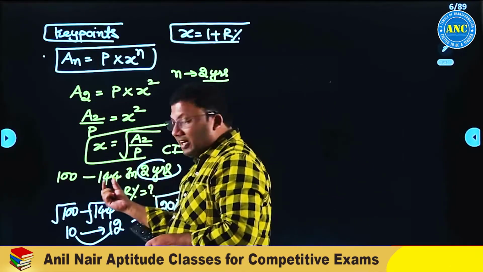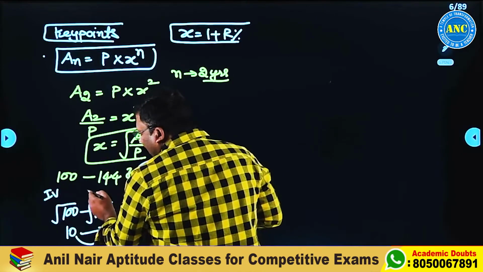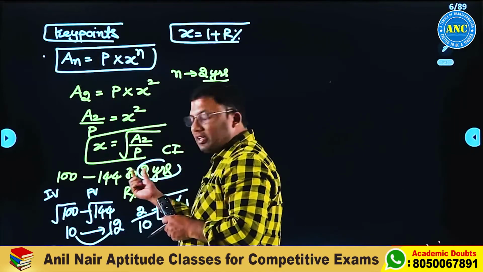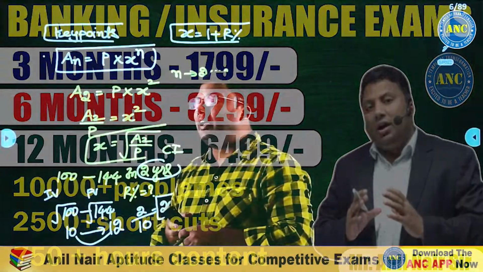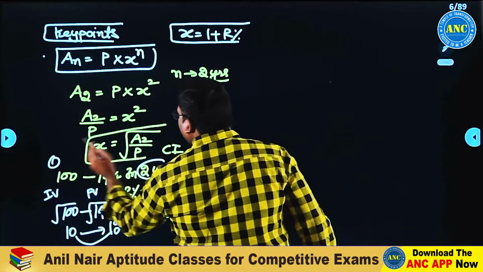Always write down like this. Initial value on the left hand side, final value on the right hand side. If it is 2 years, apply square root. If it is 3 years, apply cubed root. This was the first example.